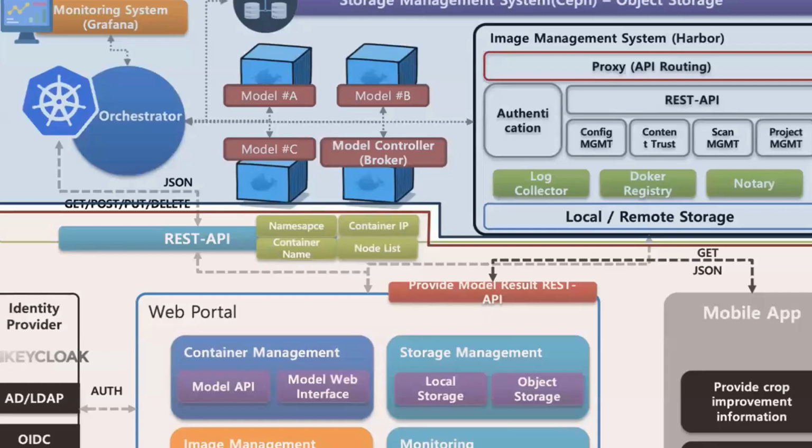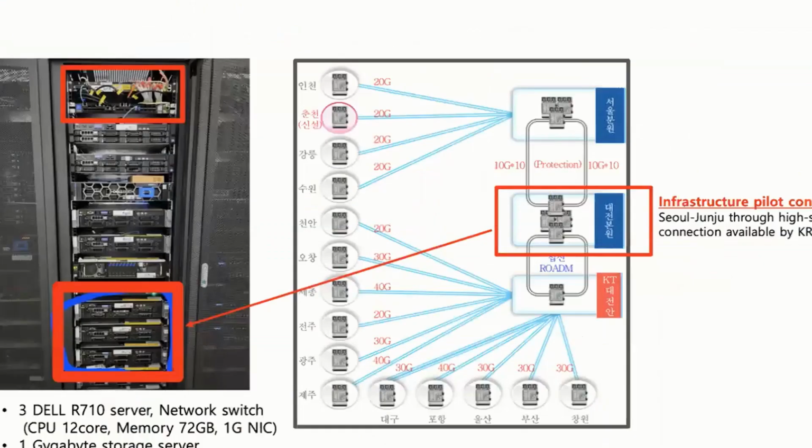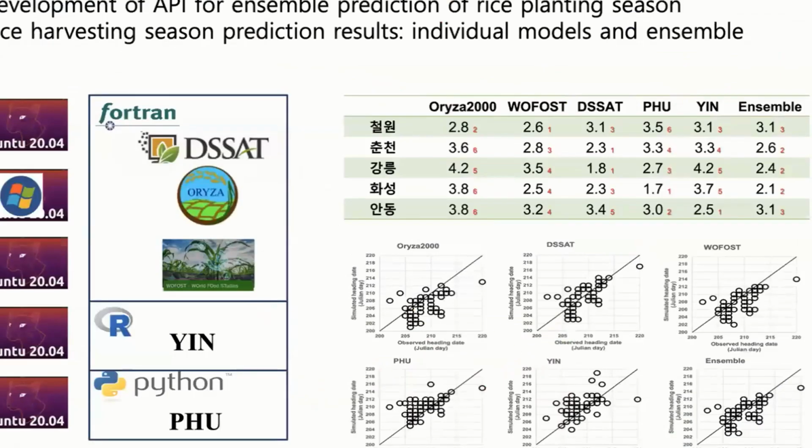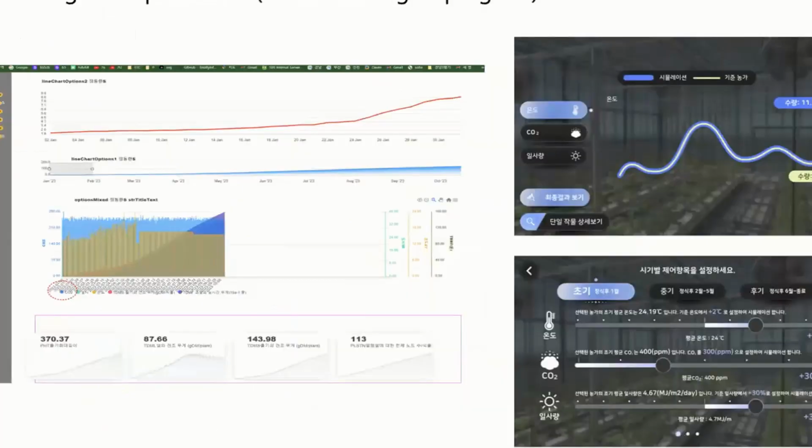And this is the architecture of the core of the platform inside. It's almost similar to this KRP platform. And this is the real server location. And the right rectangle means that it is logically separated and distributed. And this is the interface. This set of models is crop models, how to run them, and what the result is. And this is the tomato growth prediction.